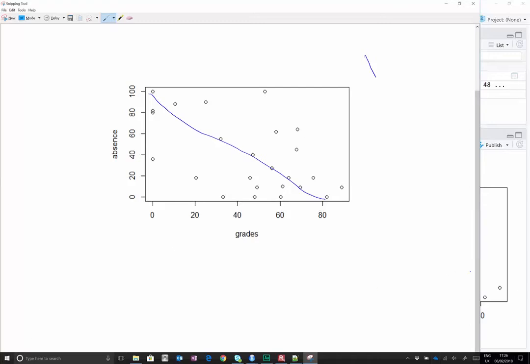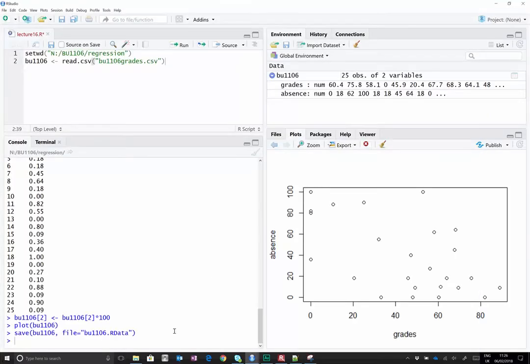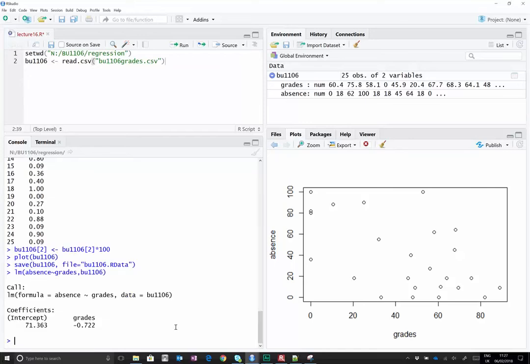Let's get, oh, where's my mouse? Let's get R to draw the line and see whether it's very different. So, we did it last week, lm. We got a linear model. Now we specify basically which axis. So we've got absence and grades, and the whole thing is from the file called BU1106. Okay. Remember intercept and gradient or slope?